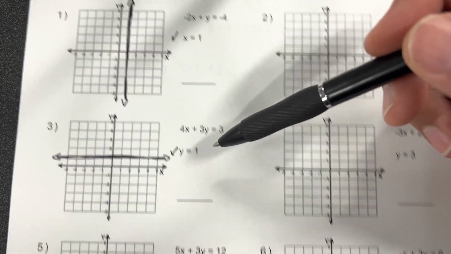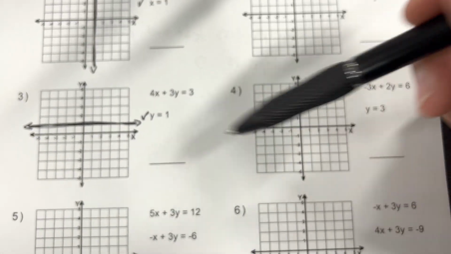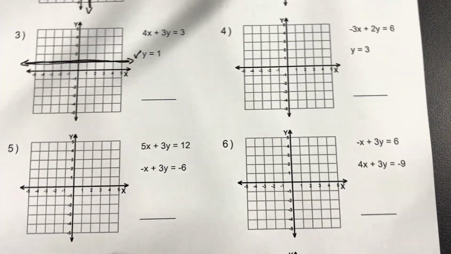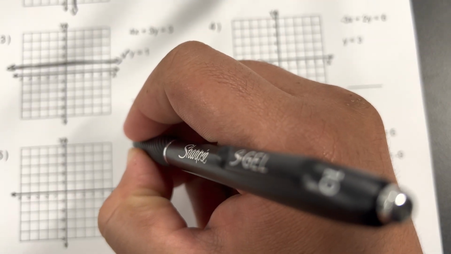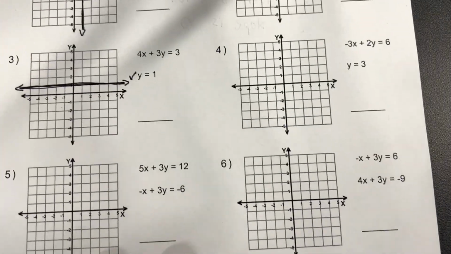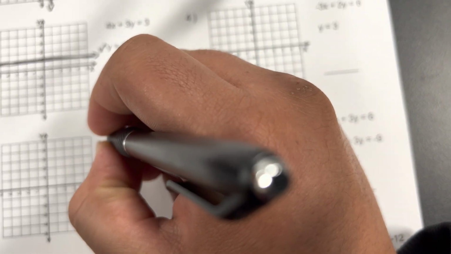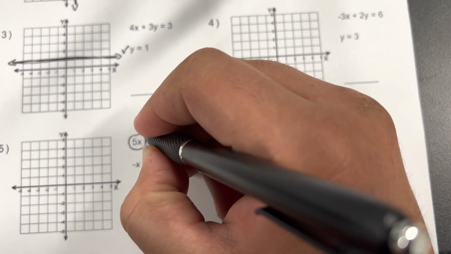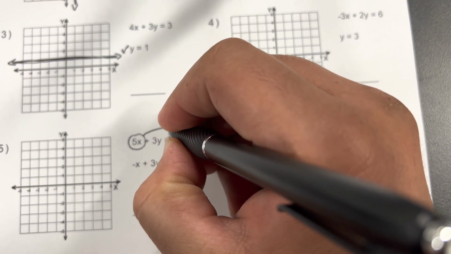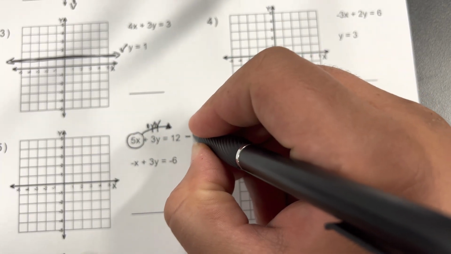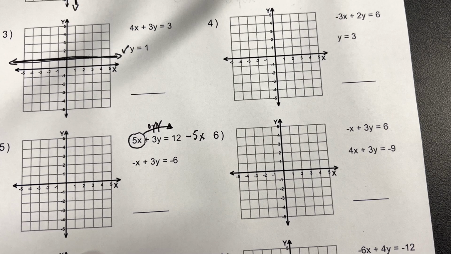All right, let's do the one that has 2. What we need to do is get these in y equals form. So step 1, everyone circle the x. We're going to move the x to the other side. It has to be opposite. The opposite of a plus 5x is a minus 5x, so write that down.